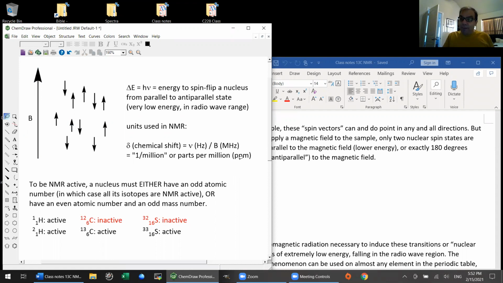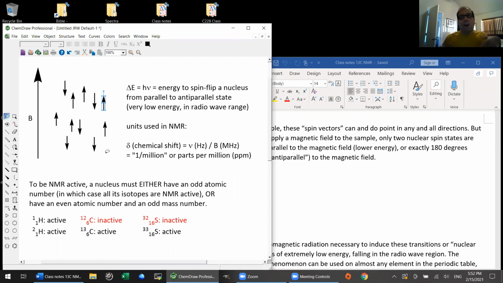And when that happens, now all of the nuclei have only two possible spin states, either directly parallel to the magnetic field or 180 degrees opposite, anti-parallel to the magnetic field. And when we take an NMR spectrum, what we're measuring is the energy that it takes to flip a population of nuclei that are in the parallel state to the anti-parallel state.